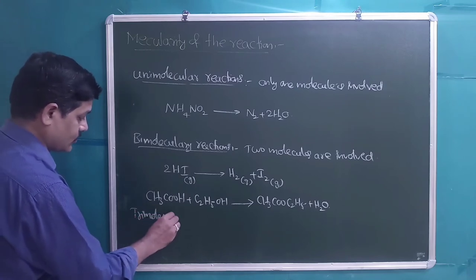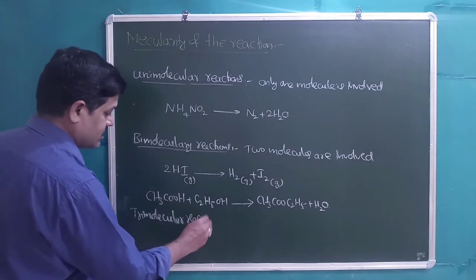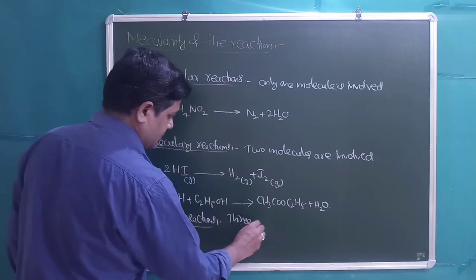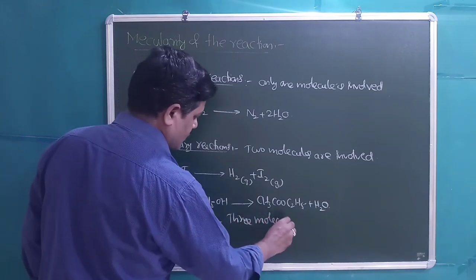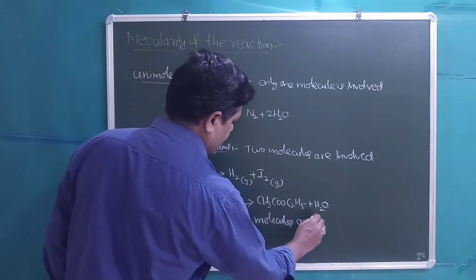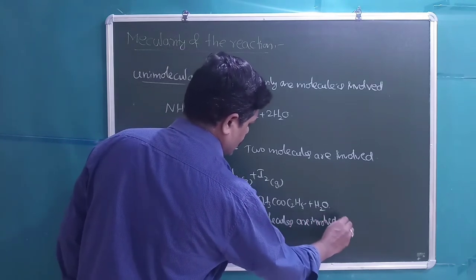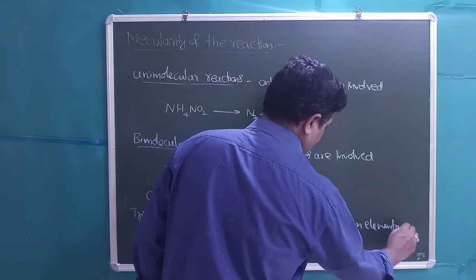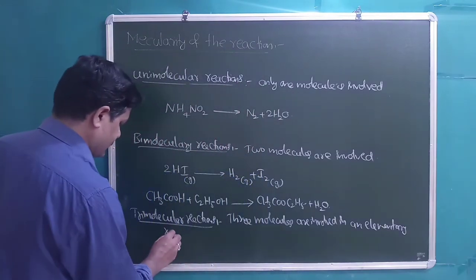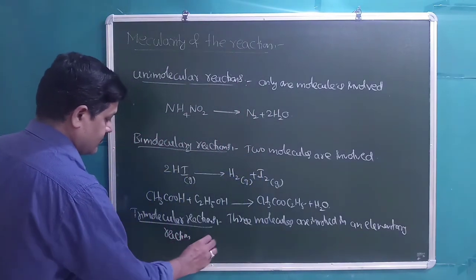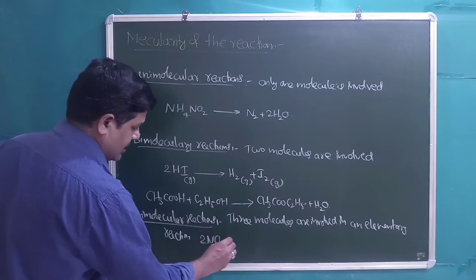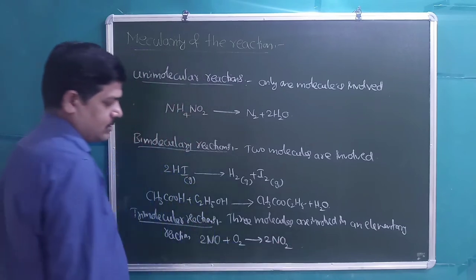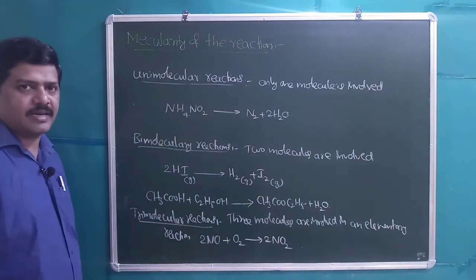Trimolecular reactions. Three molecules are involved in an elementary reaction. Example for the trimolecular is 2NO plus O2 gives rise to 2NO2. Students, molecularity cannot be greater than 3.